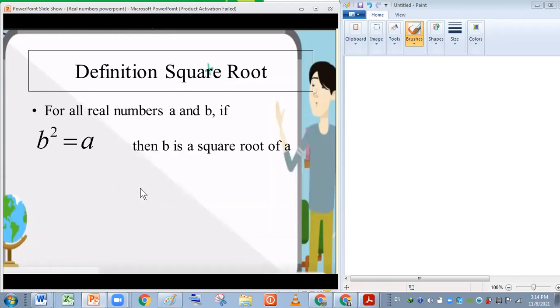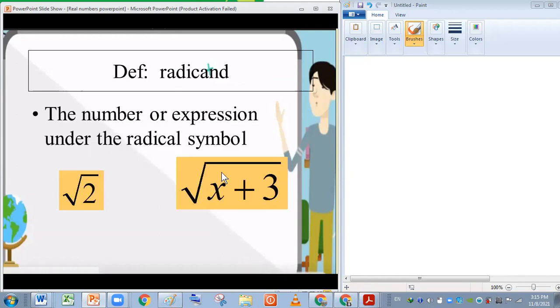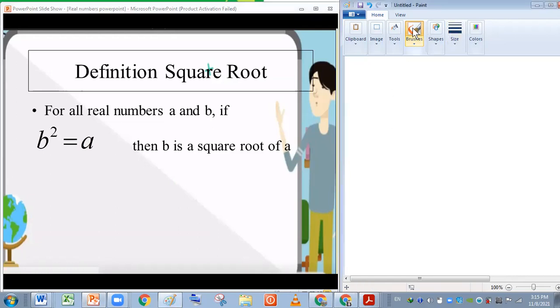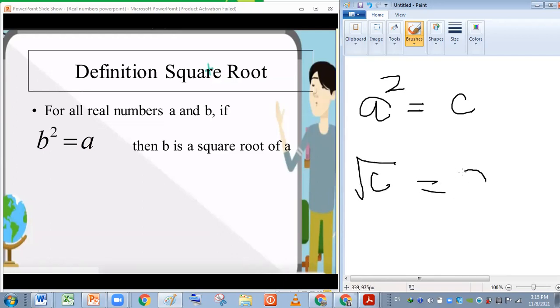Now, the definition of square root. For a real number, one of the operations we need to do is squaring, or raising it to a power. If b squared is equal to a, then b is the square root of a. I think everybody also knows that when we have a squared equal to c, that means the square root of c is equal to a.